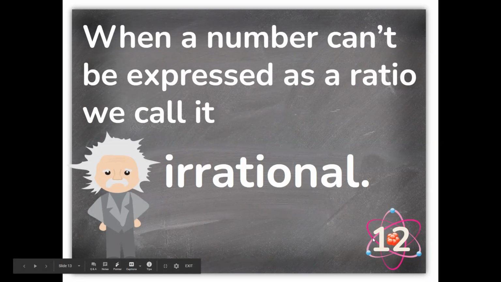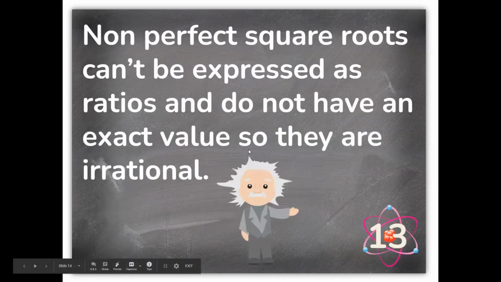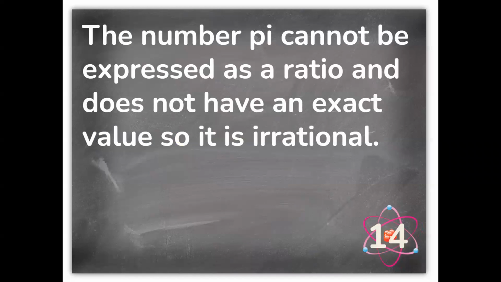Whenever a number cannot be expressed as a ratio, we call it irrational, which we kind of talked about at the beginning of this lesson, is irrational numbers. So a non-perfect square root, so we worked with perfect square roots. Non-perfect square roots can't be expressed as ratios and do not have an exact value. So they're going to end up being irrational. That's why we were estimating square roots in lesson 7.1. Because we can't get an exact value.